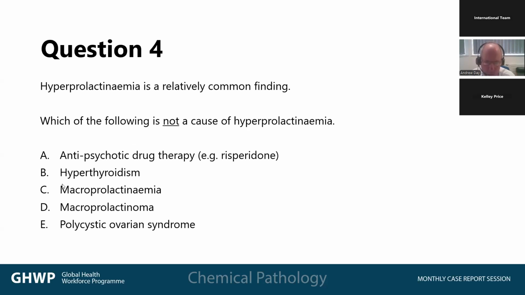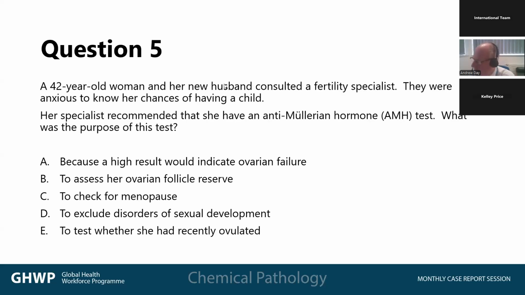Okay, and then question 5, again, don't respond until I've given you the stem. A 42-year-old woman and her new husband consulted a fertility specialist. They were anxious to know her chances of having a child. The specialist recommended an anti-Müllerian hormone test. What is the purpose of this test? So many people have already had a go at this, but there's opportunity for those who haven't. Just 30 seconds to think about that one.